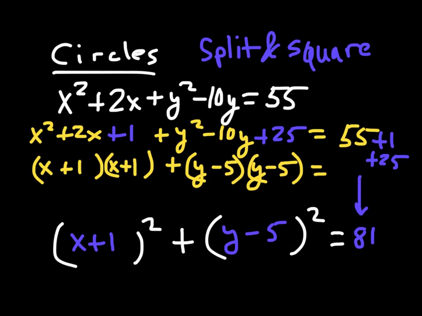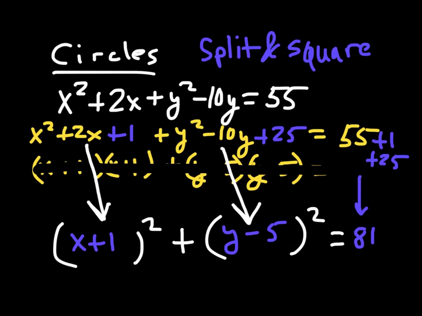What I was telling my students was you can actually just skip over this step right here and go directly from here to here. If you remember that the number that's inside the parentheses here is just these numbers split in half. So 2 split in half is 1, negative 10 split in half is negative 5. So that's a shortcut that I'd like you to take if you see it. And then at the end we can claim what the center is. The center is negative 1, 5, and the radius is the square root of 81, which is 9.